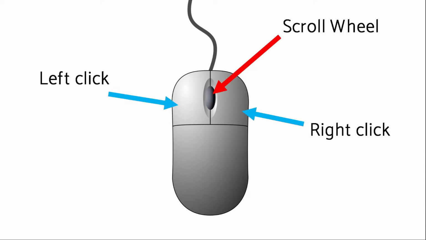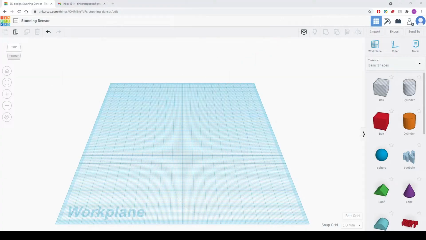Make sure you've got a mouse with 3 buttons: left click, scroll wheel, and the right click. So assuming that everyone has a TinkerCAD account, let's load up a new work plane and get started. Feel free to pause the video to catch up to wherever you need to.